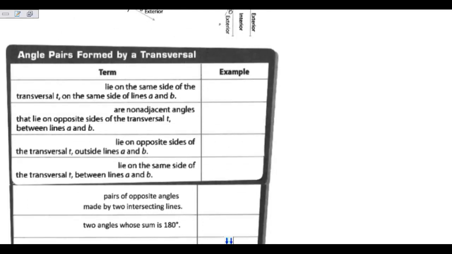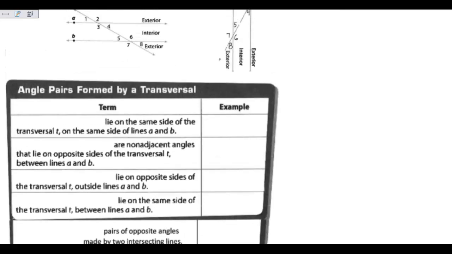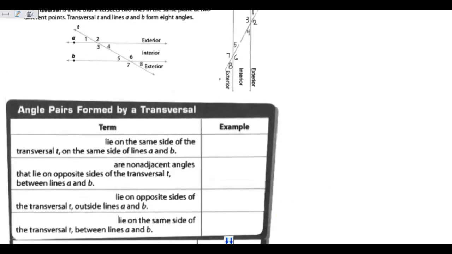We have angle pairs that are formed by the transversal, and each one has a different set of names. When we're talking about the first one, we're talking about the angles that lie on the same side of the transversal, which is that T, that line that goes at an angle, and on the same sides of lines A and B. How I like to describe them is they are in the same location on each of the parallel lines. So in this section, they are the same top left-hand corner, top left-hand corner. These are called corresponding angles.